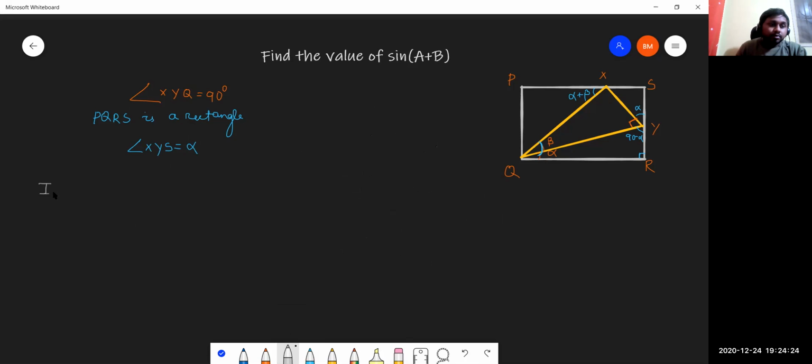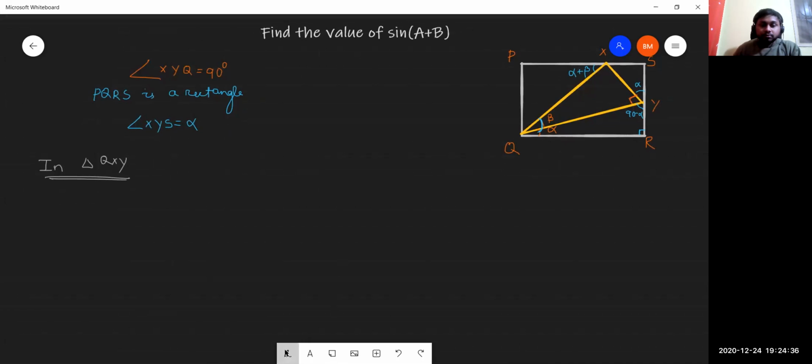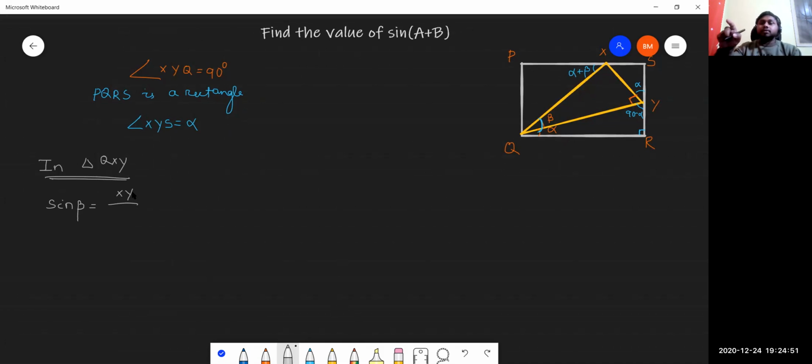In triangle QXY, if we focus on the triangle QXY here, we will consider sine beta, because this angle here is beta. So sine beta will be XY over hypotenuse. XY is the opposite side and the hypotenuse is QX. So here we have to find QX.